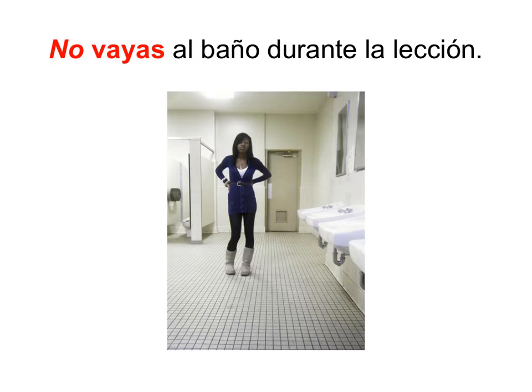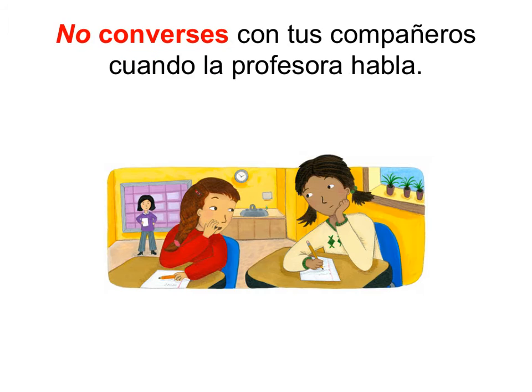No vayas al baño durante la lección. Ugh, Pablo, perfecto ejemplo. Actually, I should have like una foto de Pablo en el baño, if he would let me. Be perfecto. No vayas. So what's this saying? Don't what? Don't go. No vayas. Exactamente igual al subjuntivo. No converses con tus compañeros. Cuando la profesora habla, no converses. No conversar, converses. Y tus, porque estamos hablando en la forma de tú. ¿Ok? Converses.